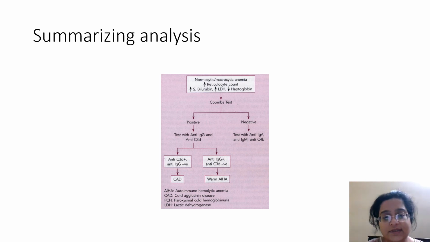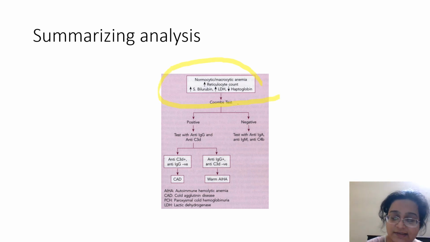Then this is the summarization of most of the autoimmune anemias. You have to go for these tests: retic, LFT, LDH, and haptoglobin, which decreases because there's more hemoglobin in the body because of hemolysis. And then you go for Coombs. If it is negative, you test with anti-IgA, IgM, and complement. Positive, IgG, C3d. When it is C3d positive, IgG negative, it is CAD. When it is IgG positive, C3d negative, it is autoimmune hemolytic anemia. This chart is given in the textbooks. You can go and read it.